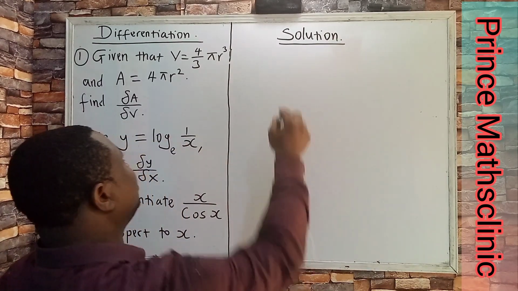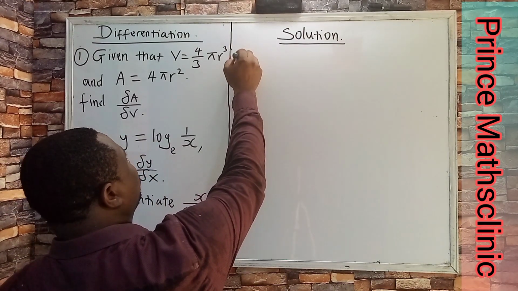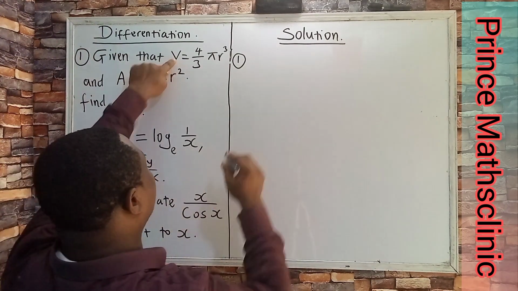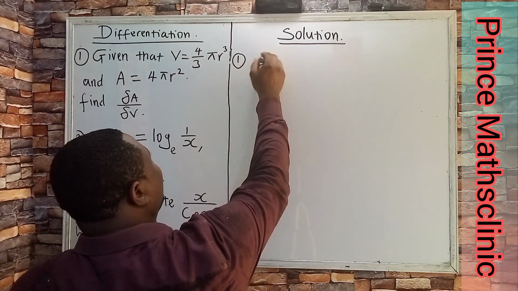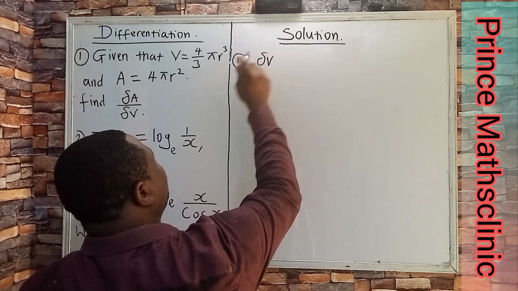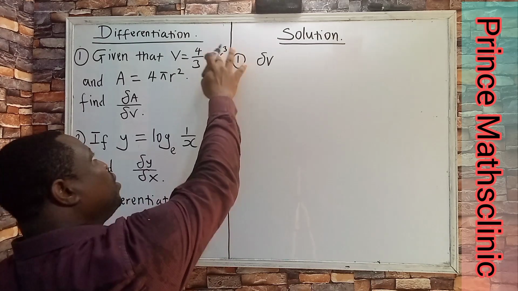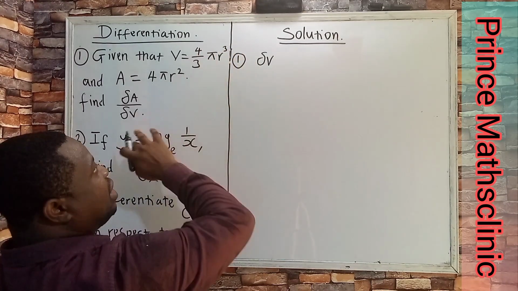Now remember the basic knowledge you have in differentiation. I would first of all differentiate V with respect to the variable here. The only variable here is r. Pi is a constant, 4/3 is a constant.